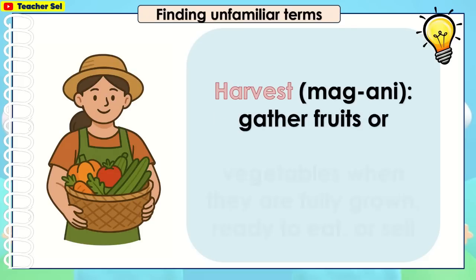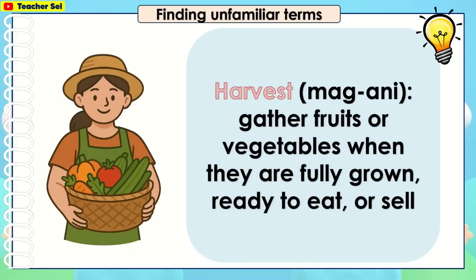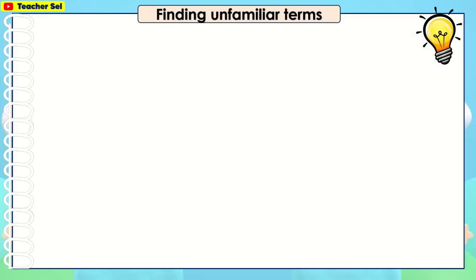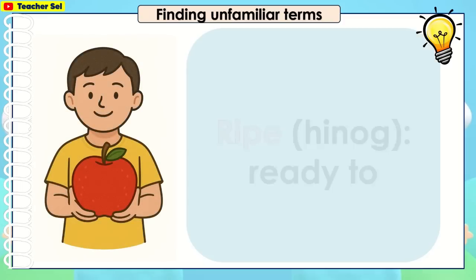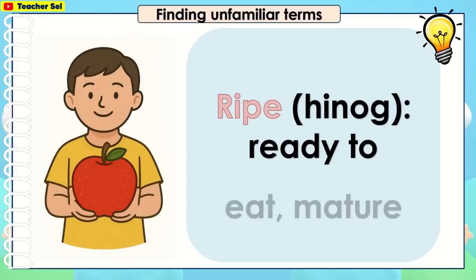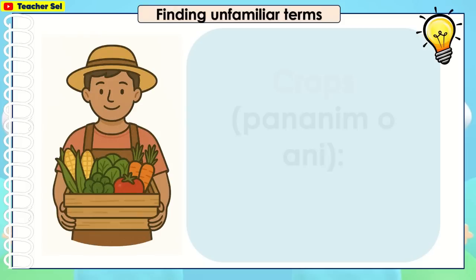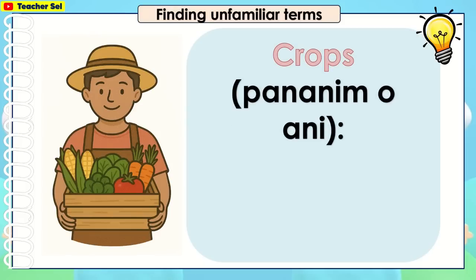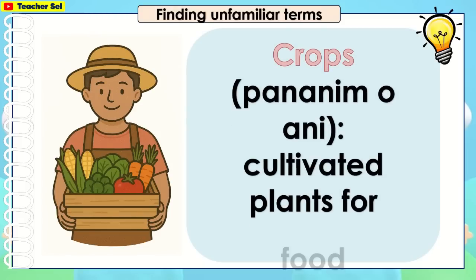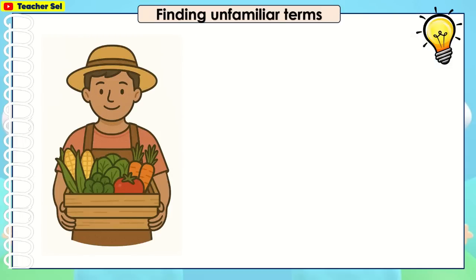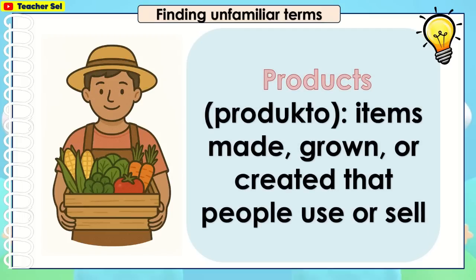Harvest, mag-ani. Gather fruits or vegetables when they are fully grown, ready to eat or sell. Ripe, hinog. Ready to eat, mature. Crops, pananim o ani. Cultivated plants for food. Products, produkto. Items made, grown, or created that people use or sell.